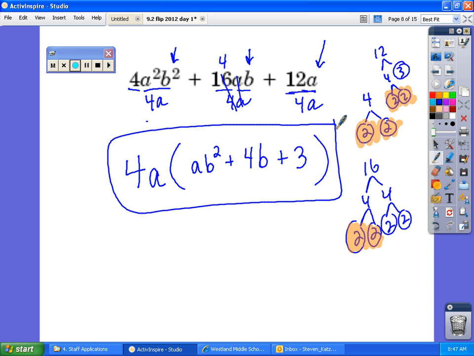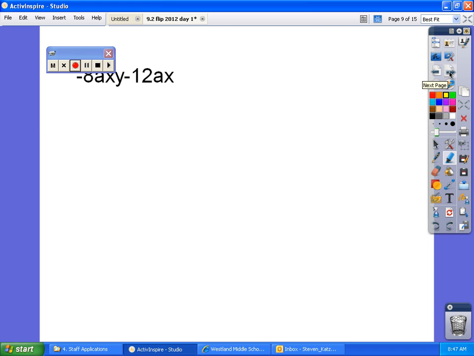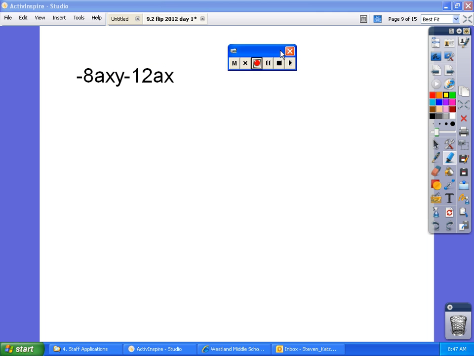This doesn't look like a big multiplication problem, but remember it is. Because really what you're saying is 4a times all of this will get you that original expression. So I've factored the expression, turned it into a multiplication problem. So now I want you to pause the video and try this one on your own.